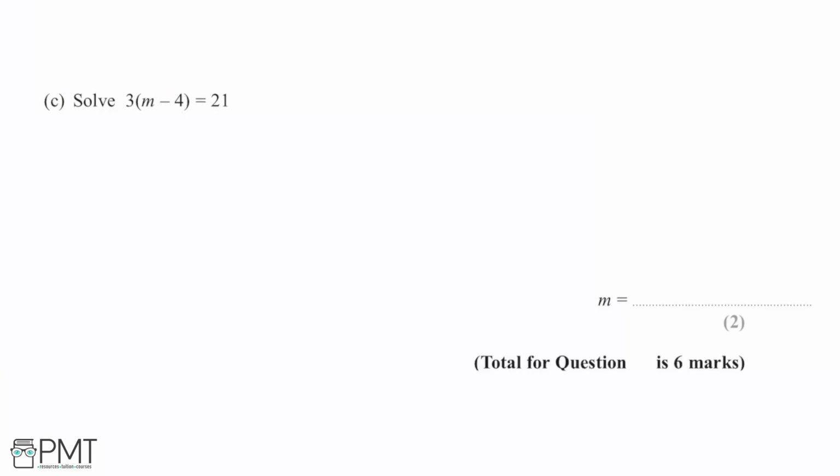So here we're asked to solve 3 lots of m minus 4 is equal to 21. So I'm just going to rewrite the equation that we're given. And here we're looking to isolate m. So we're trying to basically get m on its own on one side of this equation. So a good place to start here is we have this three lots of this bracket. And if we want to isolate the bracket on its own, we can divide both sides of the equation, because we have to do the same to each side of our equation.